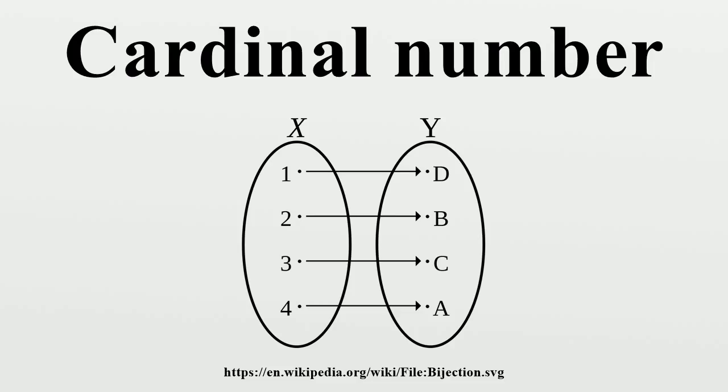A set Y is at least as big as a set X if there is an injective mapping from the elements of X to the elements of Y. An injective mapping identifies each element of the set X with a unique element of the set Y. This is most easily understood by an example.